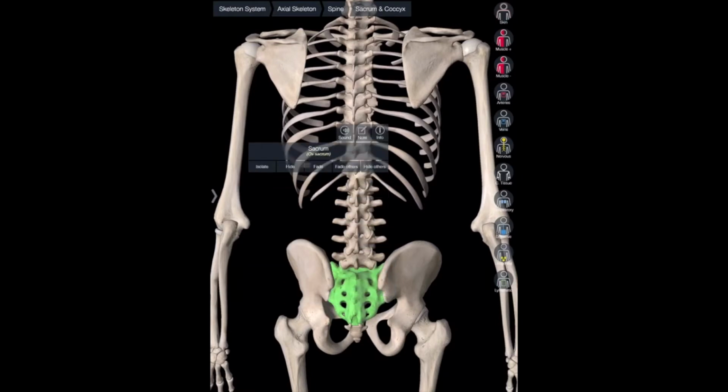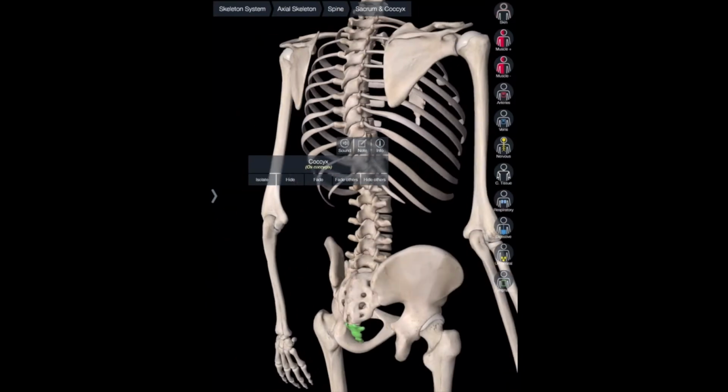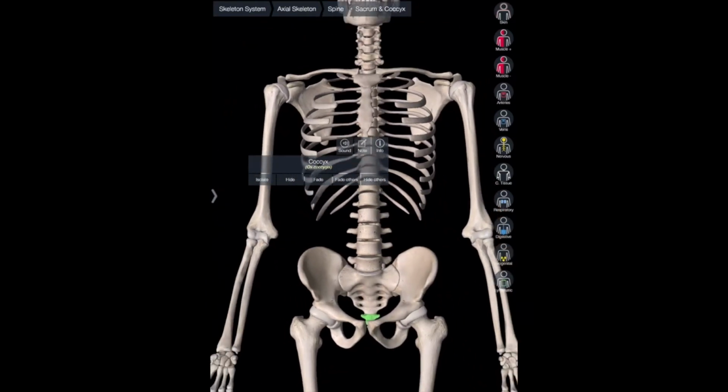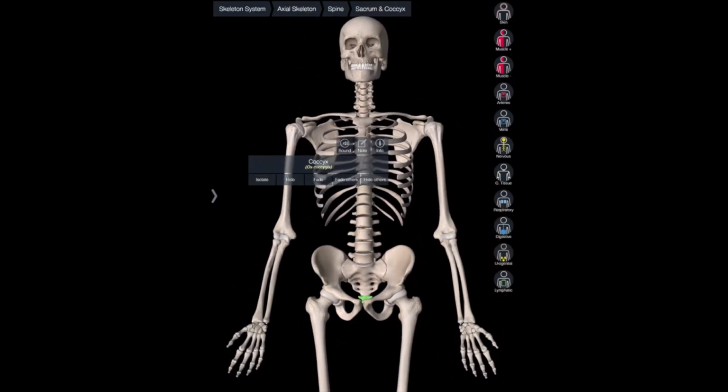Onto the sacrum, there is 1 sacrum that's made from 5 fused bones, and then we have 1 coccyx that's made from 2 to 4 fused bones. But the numbers for the sacrum and for the coccyx are 1. 1 coccyx, 1 sacrum. Okay, that is the axial skeleton.